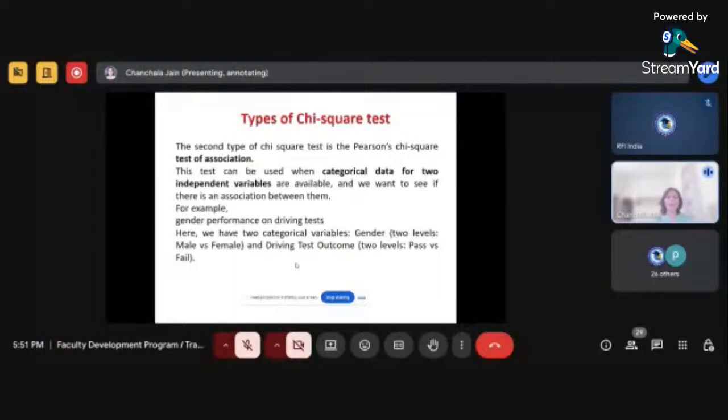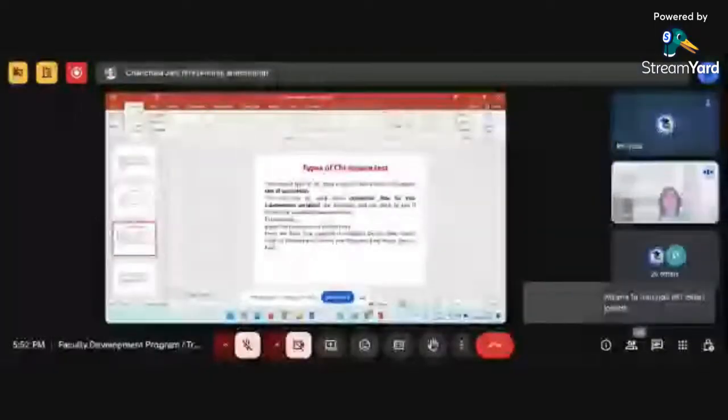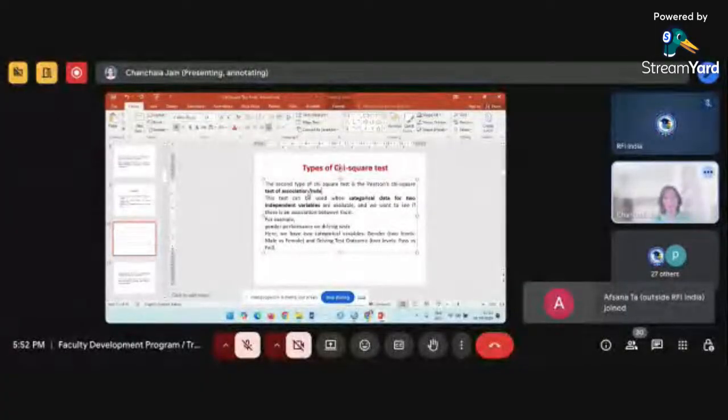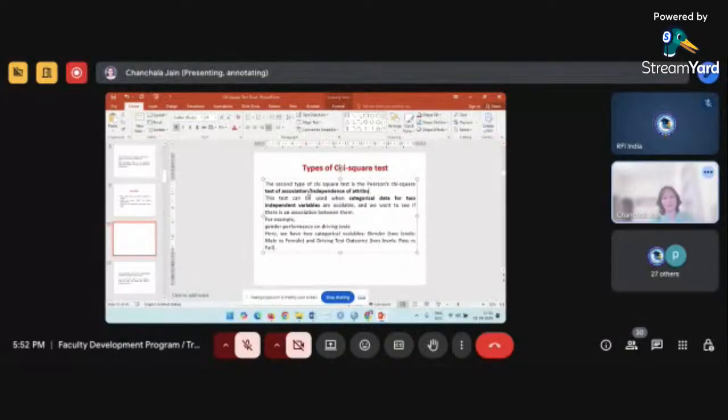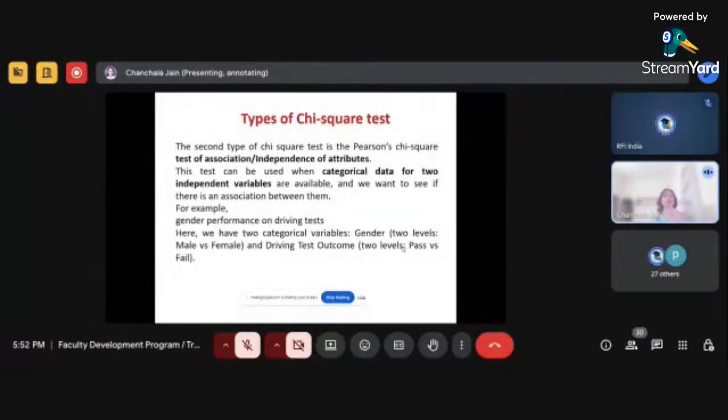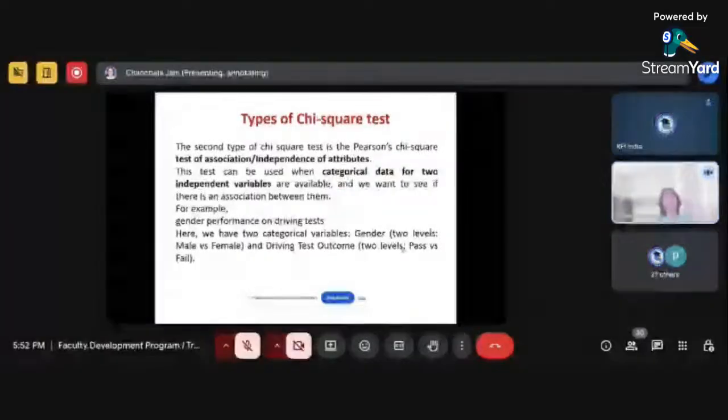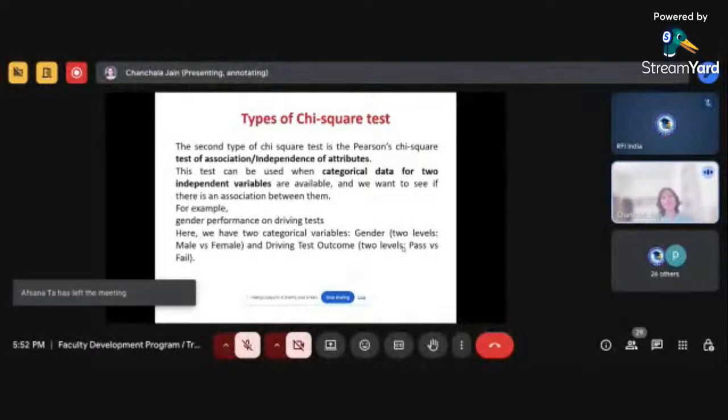Now comes the second type of chi-square test, which is known as the Pearson's chi-square test of association or independence of attributes, right? So I think I will write here one more thing, that is independence of attributes. Fine. So there are 2 names of second type of chi-square test. First one is the test of association. Second one is the independence of attributes, right? Means whether the attributes are independent or whether they are having any association, right?